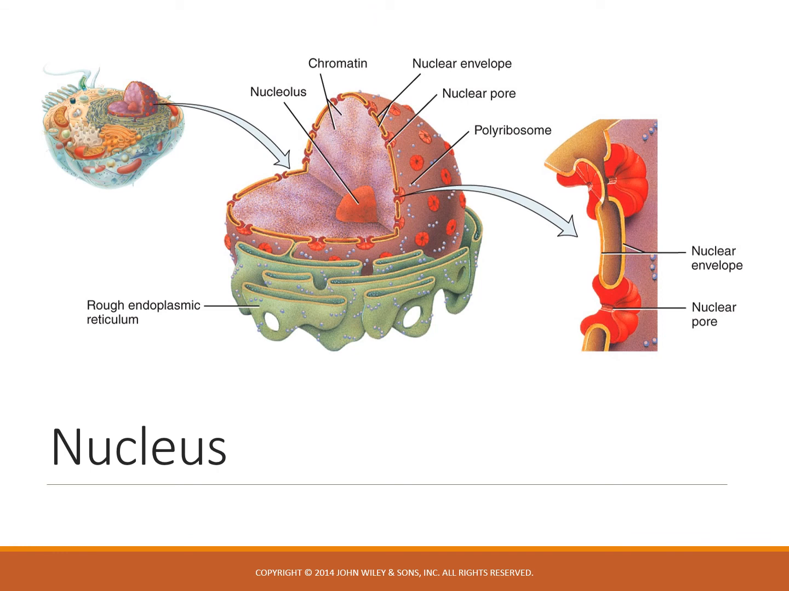The nucleus. This is a spherical or oval-shaped organelle that's usually the most predominant feature of a cell. Most cells have just a single nucleus, though there are a few exceptions. Red blood cells don't have any nucleus. So, red blood cells, no nucleus. Skeletal muscle cells have multiple nuclei, so that's pretty cool.